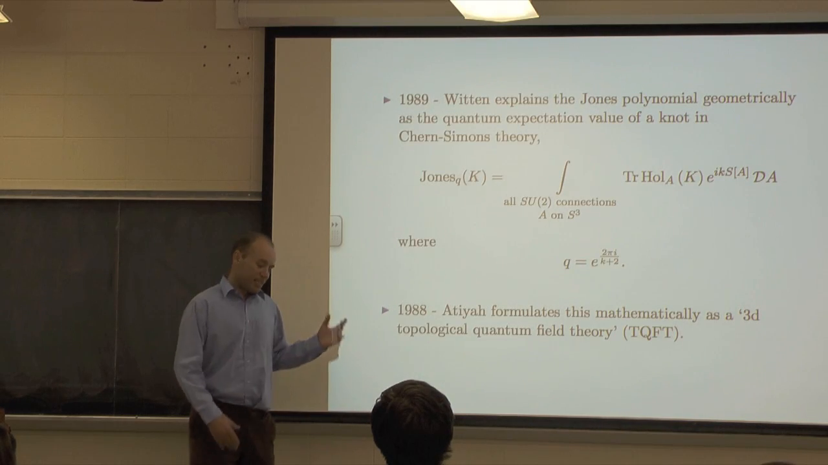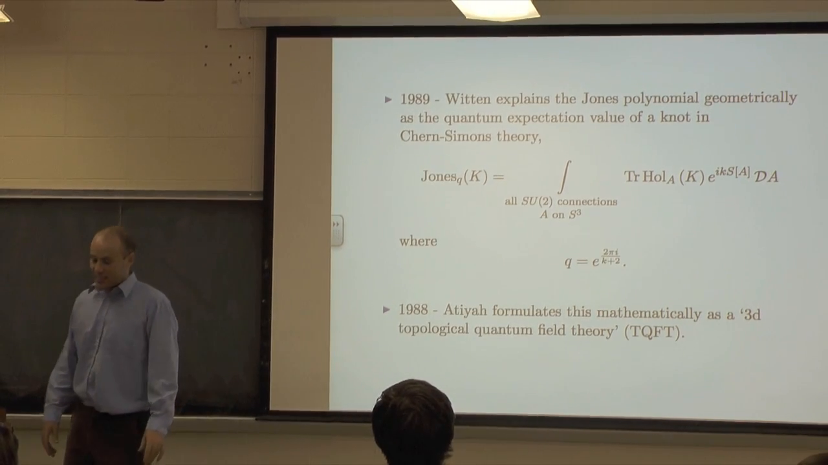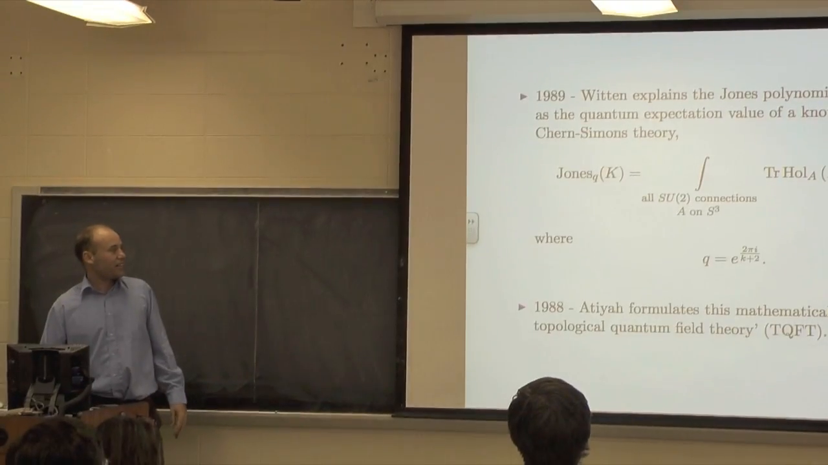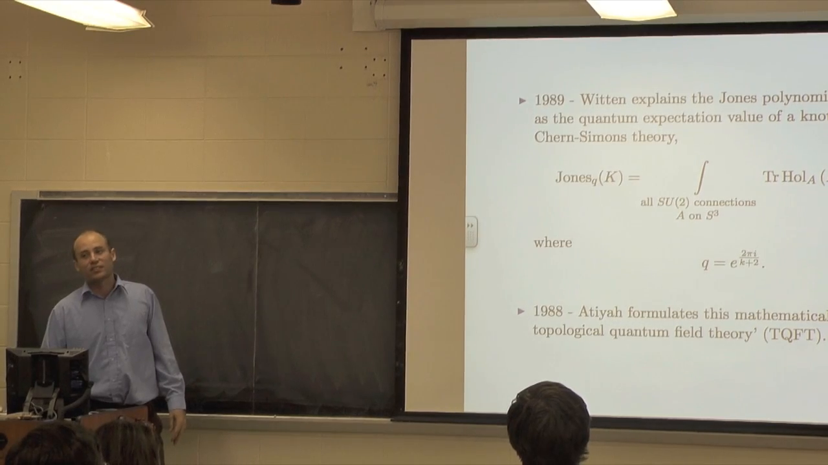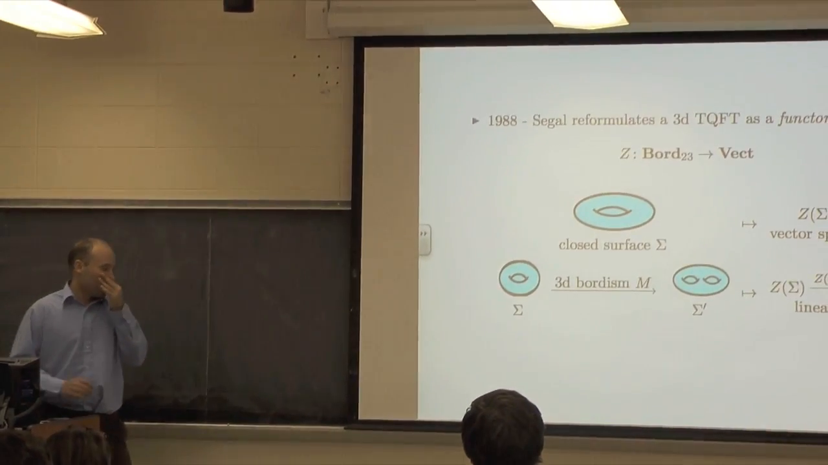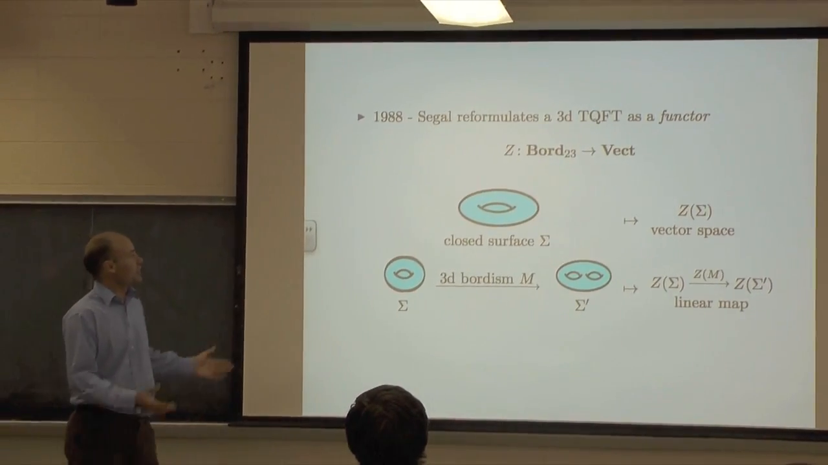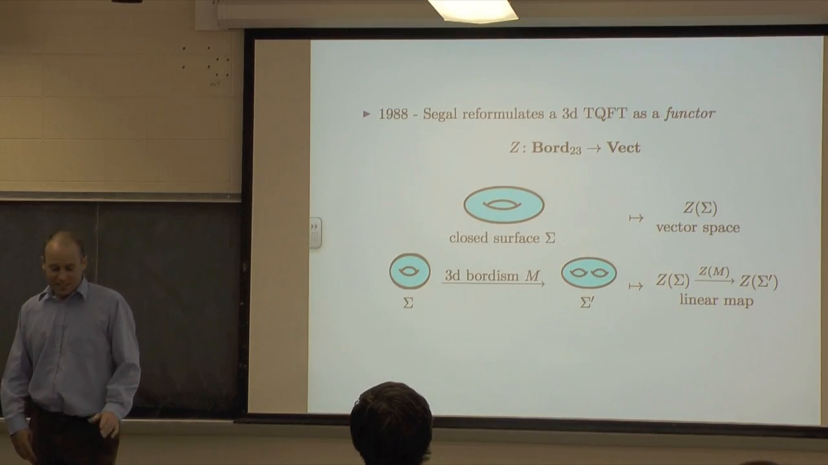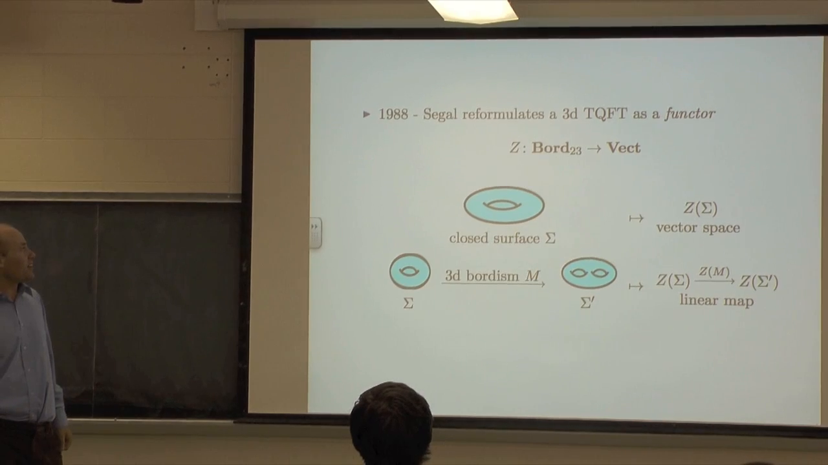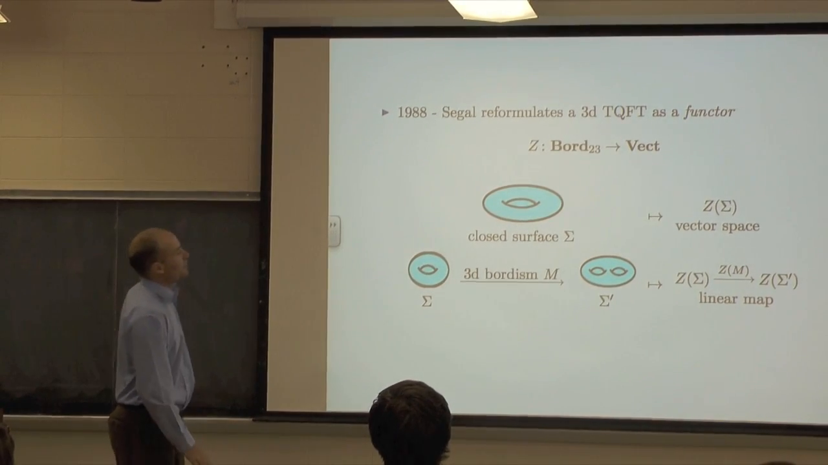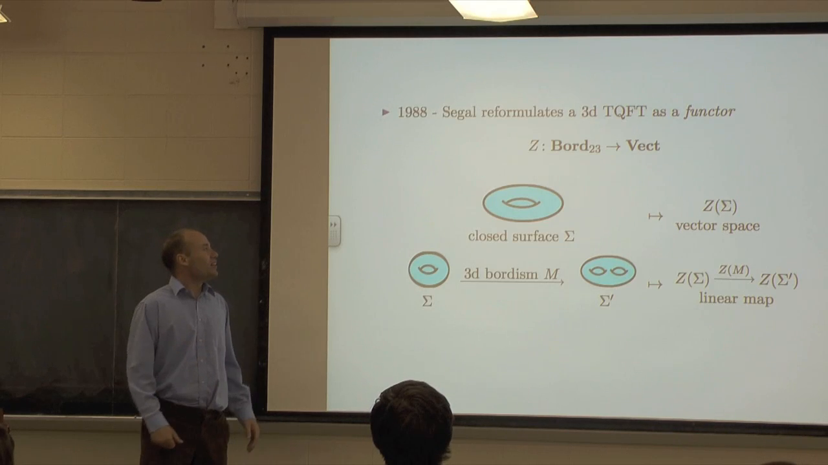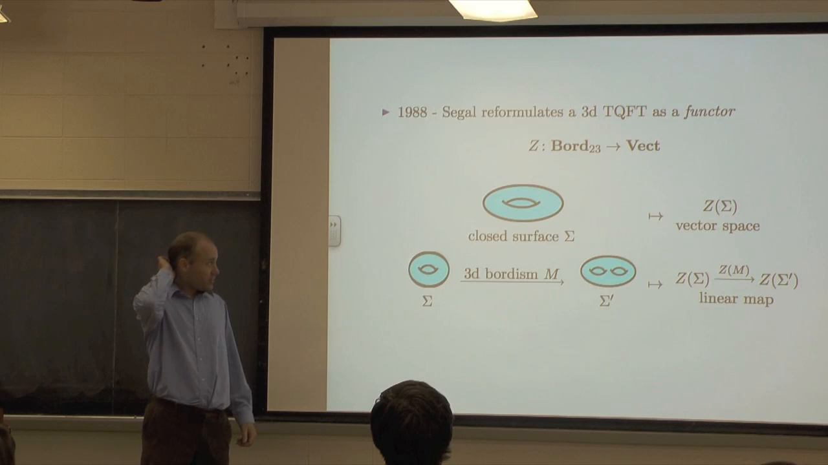And Atiyah then wondered what on earth is this thing, and tried to formulate it mathematically, and wrote down axioms, mathematical axioms for what a topological quantum field theory is. Segal then took Atiyah's axioms and tried to reformulate them, and he said, hold on, we can formulate this categorically, and once the dust has settled, what you're left with is a functor from a cobordism category to the category of vector spaces.